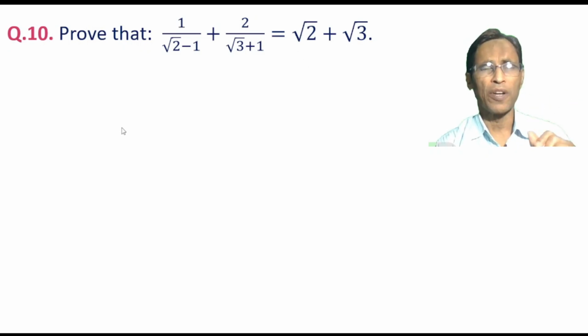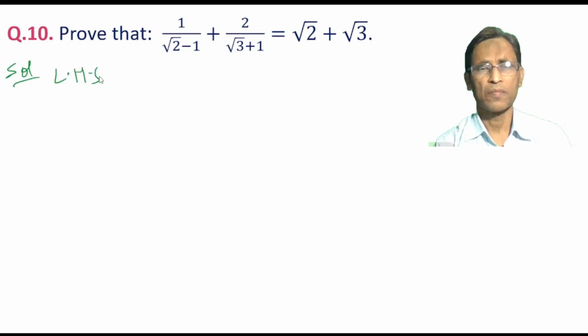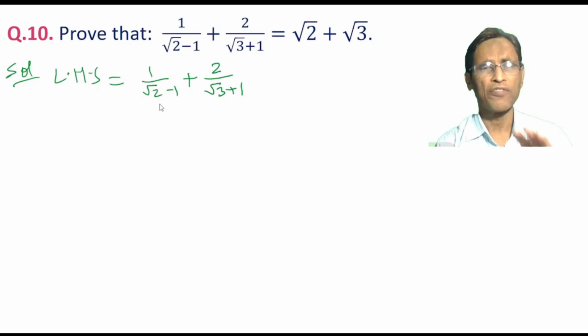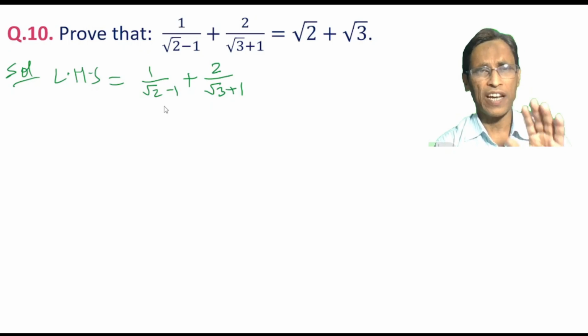In such a problem, we can proceed from either side, means LHS or RHS. For this problem, we start from LHS. LHS equal to 1 by under root 2 minus 1 plus 2 by under root 3 plus 1. Clearly, the denominator of each fraction is irrational. So, it requires to be rationalized.